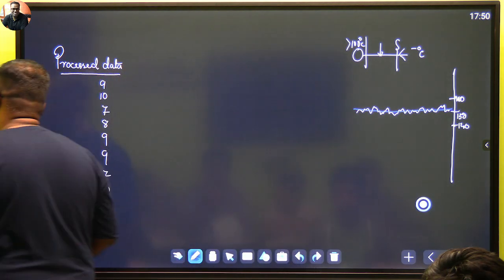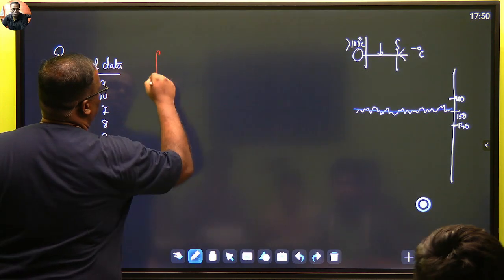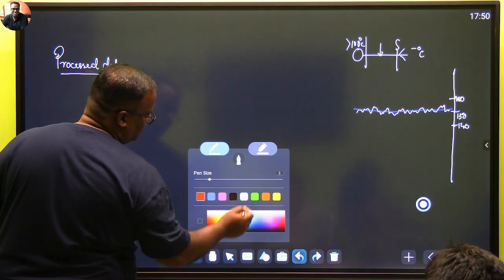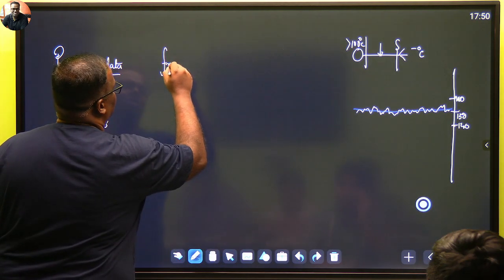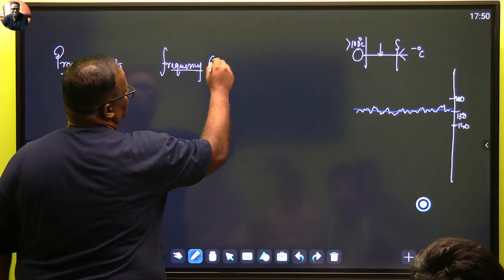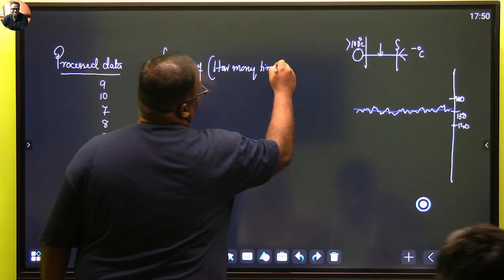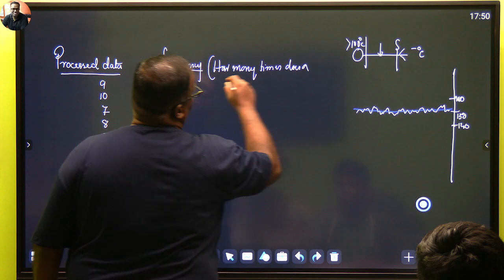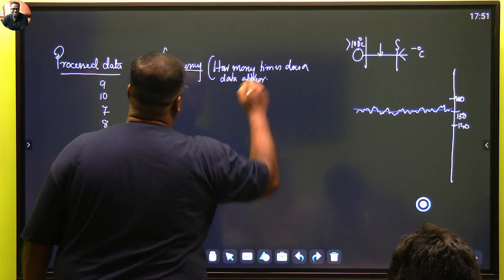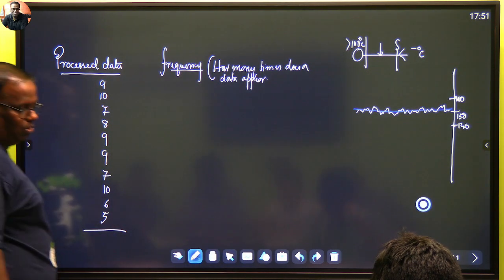So now, one of the ways we say that once this is processed data, we also like to see, again that term comes, the physics term will come here, and we call that term frequency. Frequency in raw language means how many times a data appears, कितने बार एक data appear कर रहा है, ठीक है.